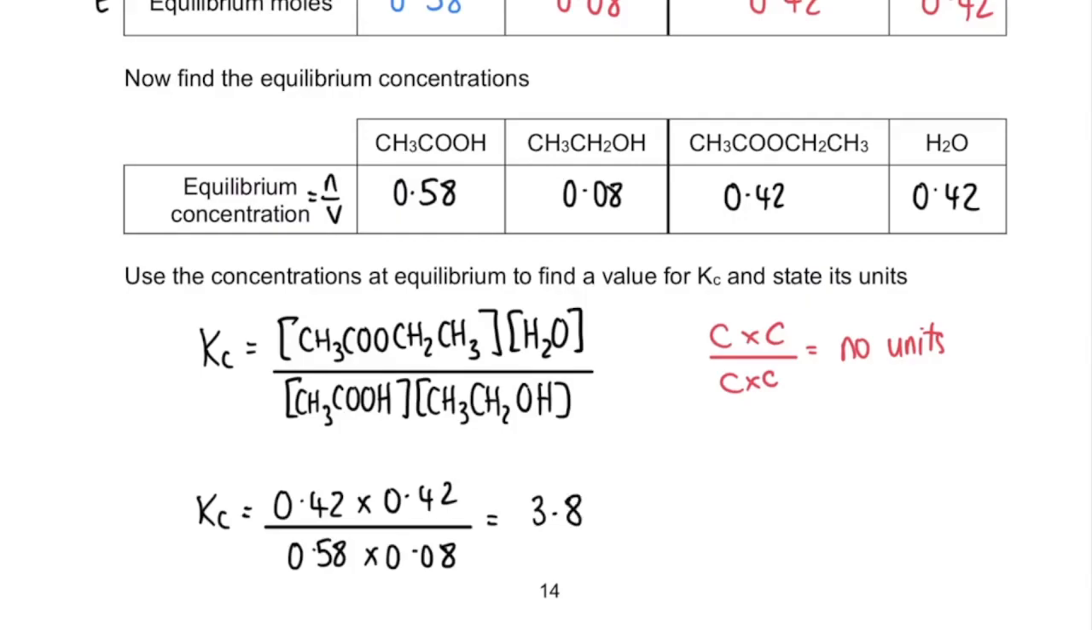Well, in fact, I think we should really give it to 3 significant figures, shouldn't we? So let's just check what it is. So 0.42 times 0.42 on your calculator, and it's coming out to be 3.80. No units.